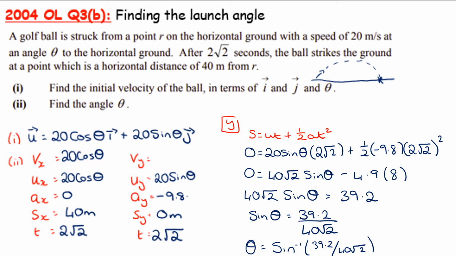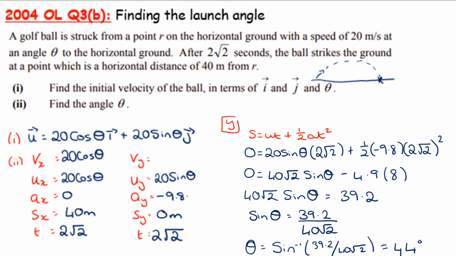So into our calculators, we're going to do sine inverse. Just make sure you're in degree mode, especially if you've been working in radians. So we're doing sine inverse of 39.2 over 40 root 2, and we end up with an answer slightly off: 43.8, so let's say 44 degrees. So we're 1 degree out because of our use of 9.8 rather than 10.